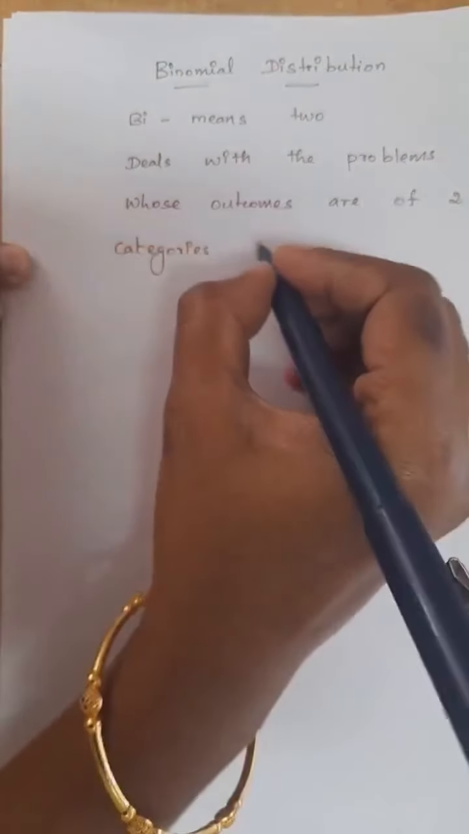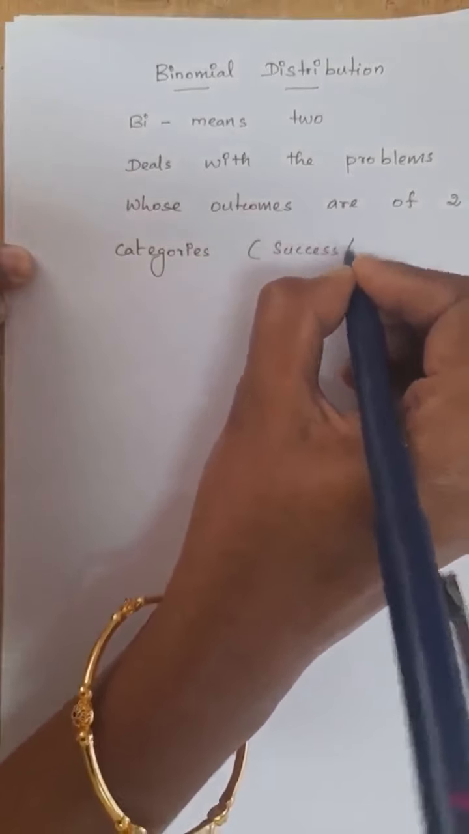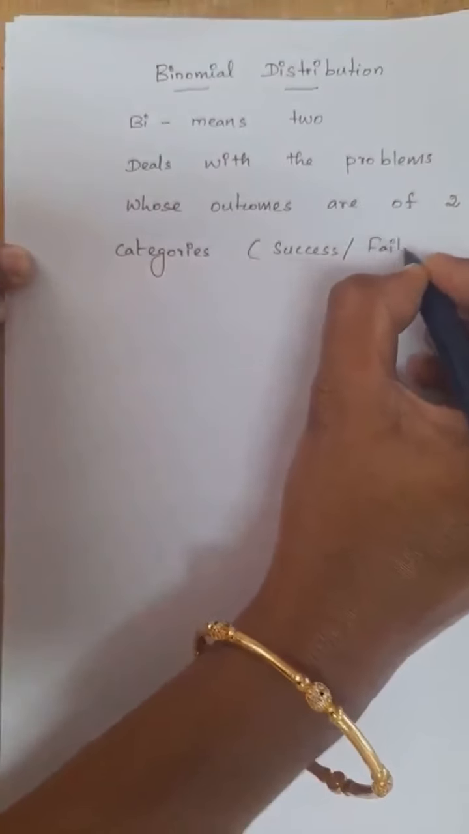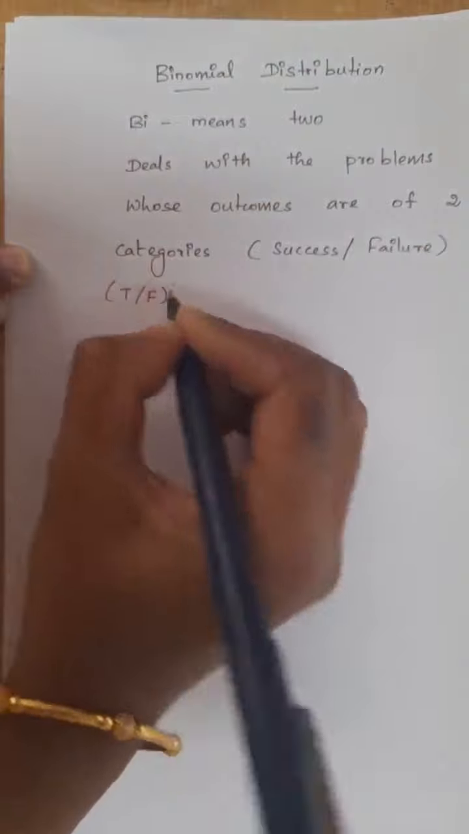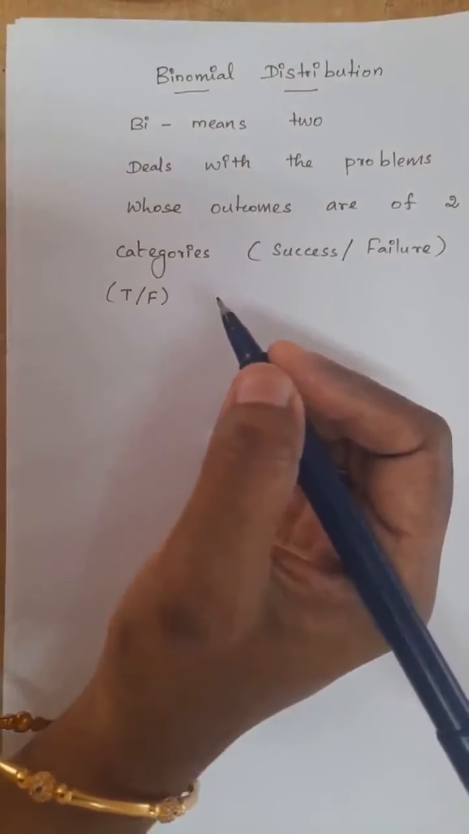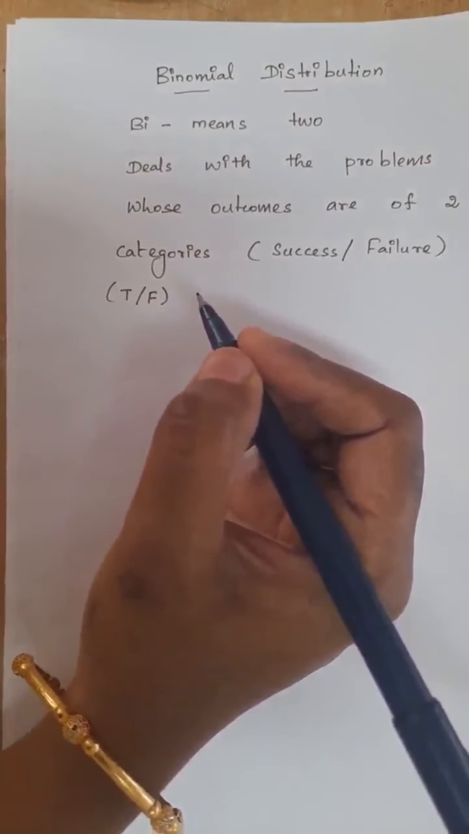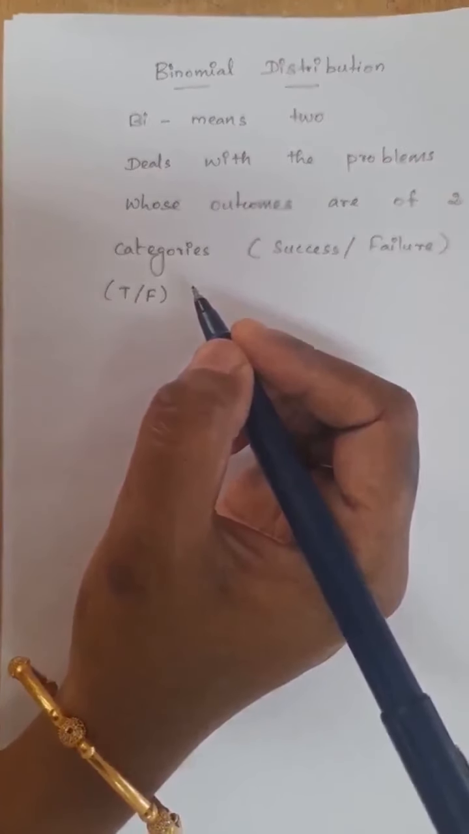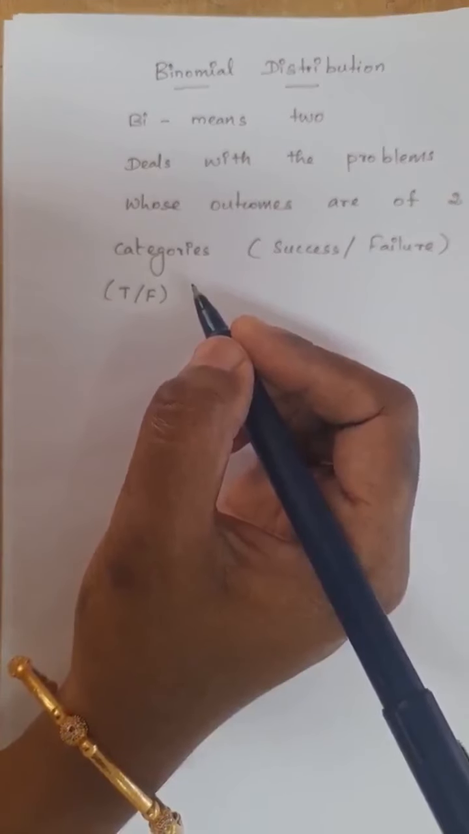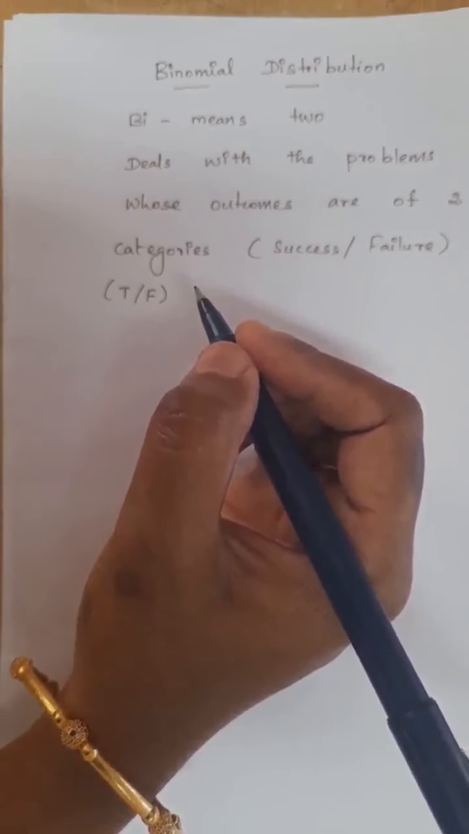Here two categories in the sense we may tell it as success or failure, otherwise true or false. So in simple way, the binomial distribution deals with problems in such a way that the outcomes are of two categories, that is success and failure, otherwise true or false. Otherwise we can tell it as acceptable or defective, independent, non-independent, survived or died. So the output should be only of two categories.